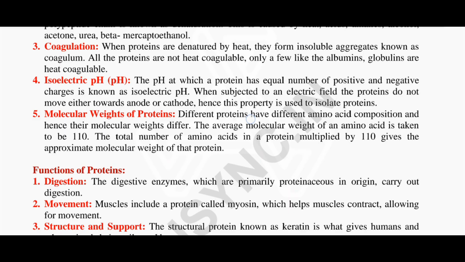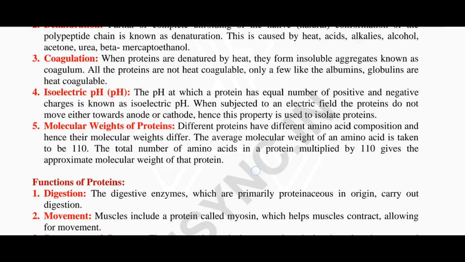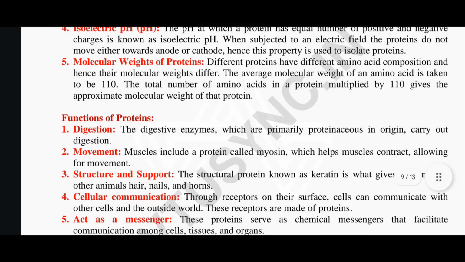Isoelectric pH. The pH at which a protein has an equal number of positive and negative charges is known as the isoelectric pH. When subjected to an electric field, the proteins do not move either towards the anode or the cathode, hence this property is used to isolate proteins.